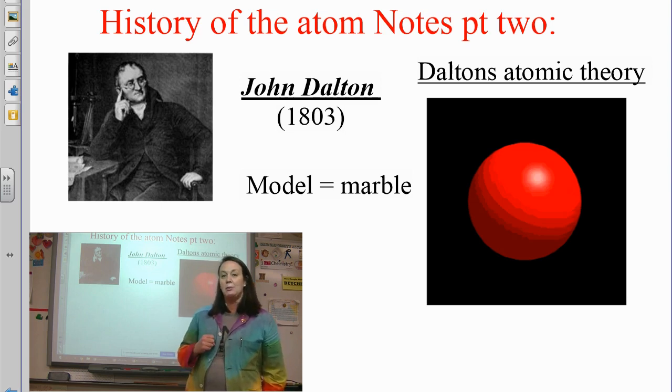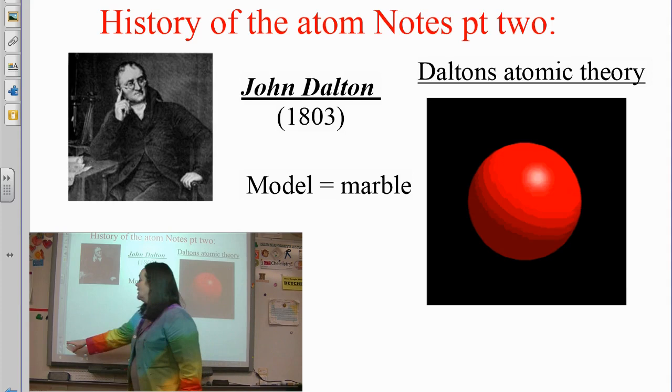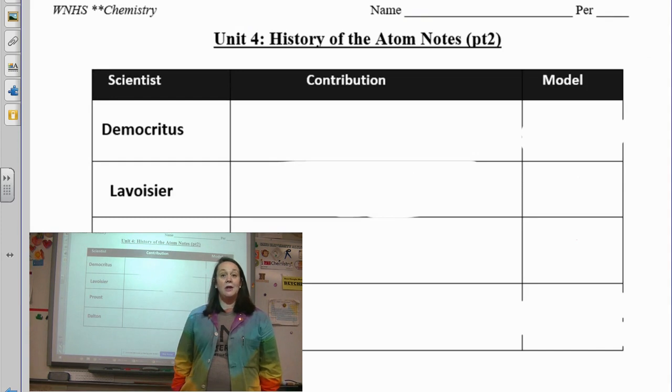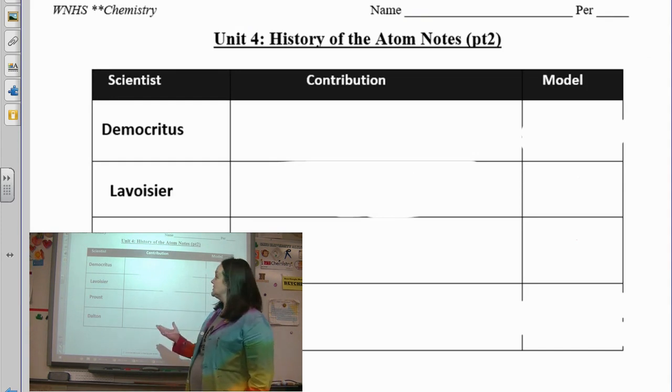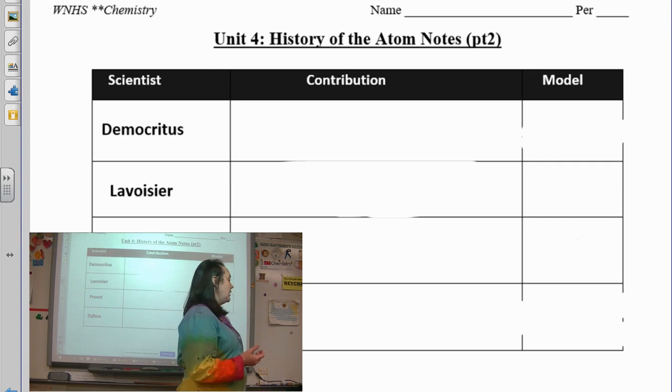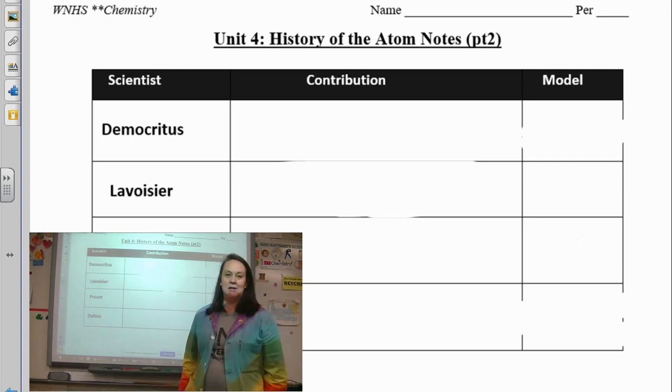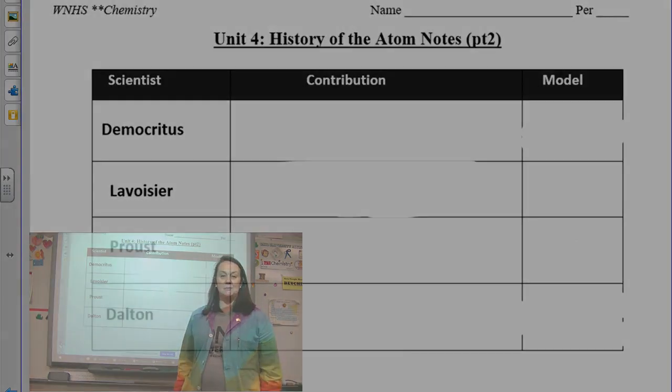and his atomic theory. So what I would like for you to do right now is, if you can, use your notes from yesterday and try to go ahead and fill in, do you know what each person did? And then if they had a model, and what it entailed. So go ahead, use your notes from yesterday. Tell me what Democritus, Lavoisier, Proust, and Dalton did.